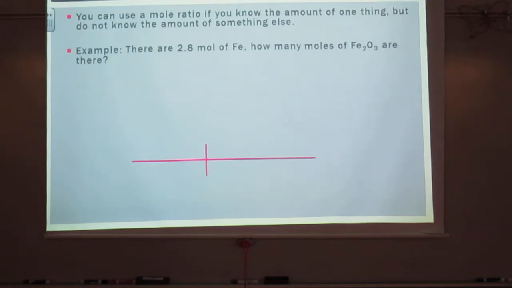All right, I'm just going to talk over here and hopefully you'll be able to follow along until I show you the example. The first thing is, say we have 2.8 moles of iron. The question is, how many moles of iron(III) oxide are there if you have 2.8 moles of iron? So this is similar to some of the things that we've been doing in the past, but it's a little bit different. The first thing that you need to do is figure out the balanced equation.